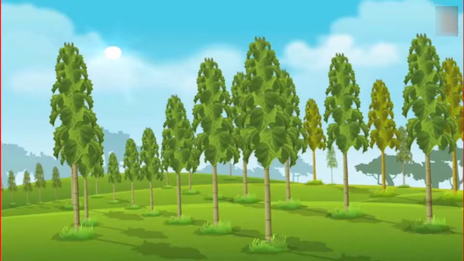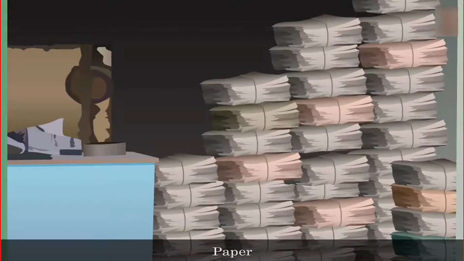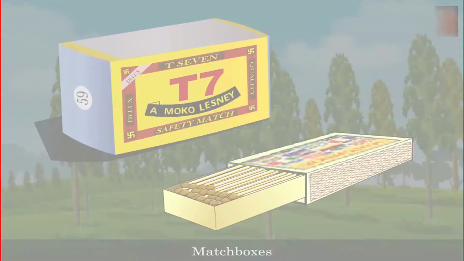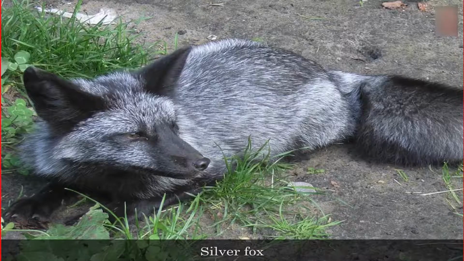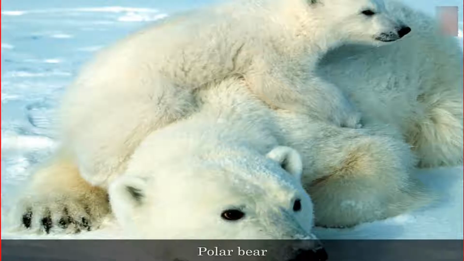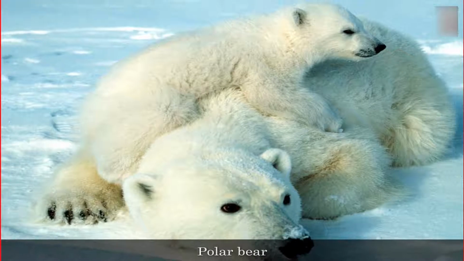They have softwood that is used for making paper and matchboxes. Cheer, pine and cedar are the important trees found here. Silver fox, mink and polar bear are the main animals that are found here.